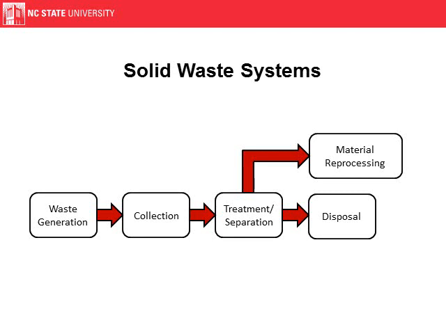So this is a simplified diagram of a solid waste system. We start with waste generation, and then that waste is collected. It's taken to treatment and/or separation facilities. This could be mechanical separation, like at a material recovery facility, or it could be thermal treatment in waste energy combustion, or biological treatment like composting or anaerobic digestion. The recovered materials can then be taken to material reprocessing and recycled into new materials, and the other materials, your residuals, can then be disposed.